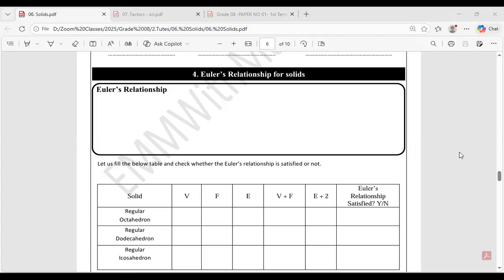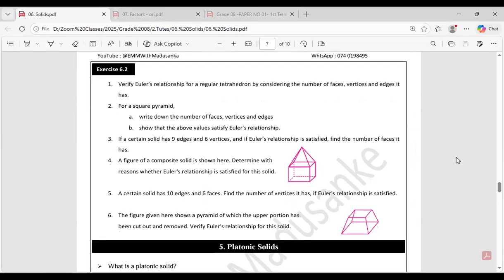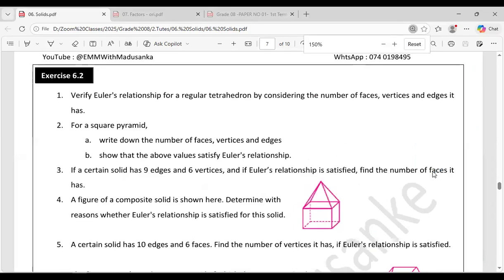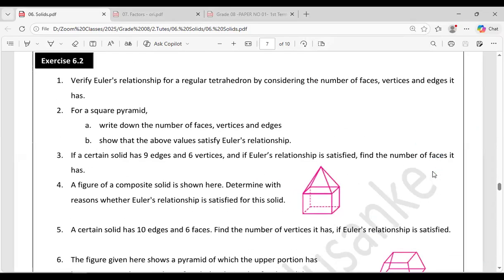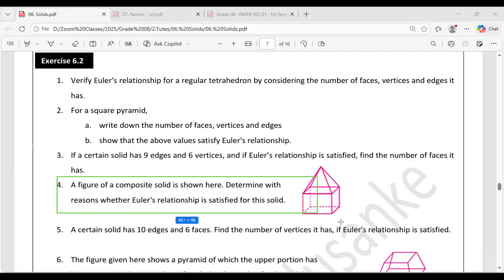So I have shared the screen. Exercise 6.2. Verify users, what do we do? Right. Let's do this. Let's do the fourth one. Can you guys give it a try to do? Fourth one.